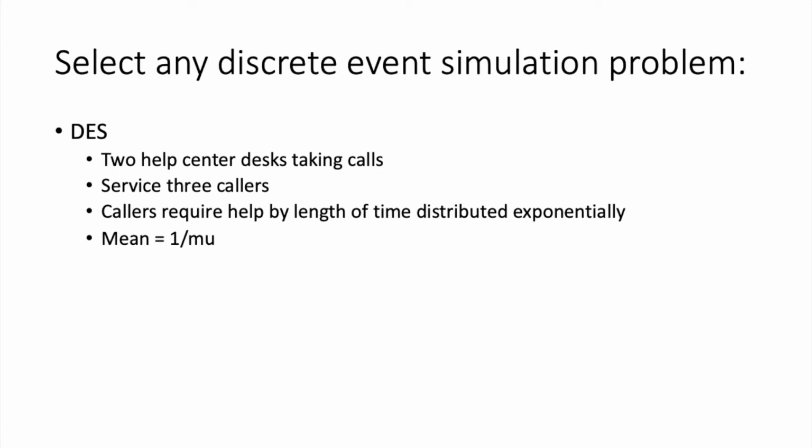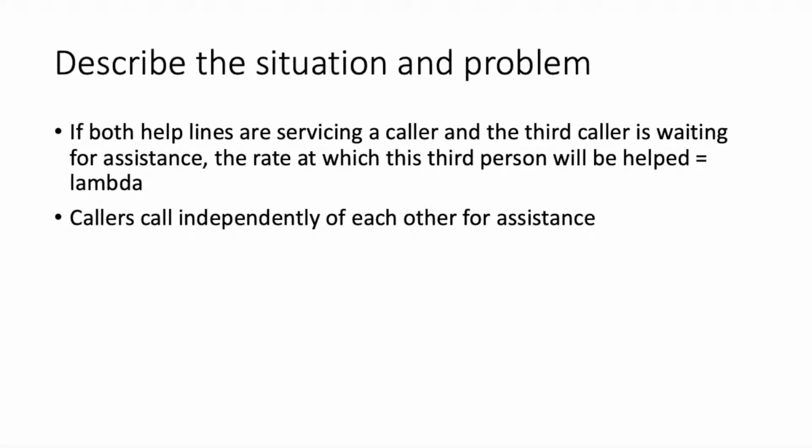Callers require help by length of time distributed exponentially with a mean of 1 over mu. For this call center problem, if both helplines are servicing a caller and the third caller is waiting for assistance, the rate at which this person will be helped equals lambda. Callers call independently of each other for assistance.